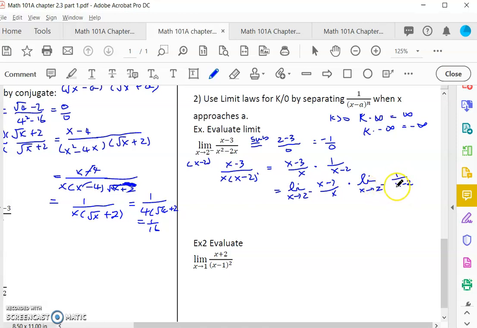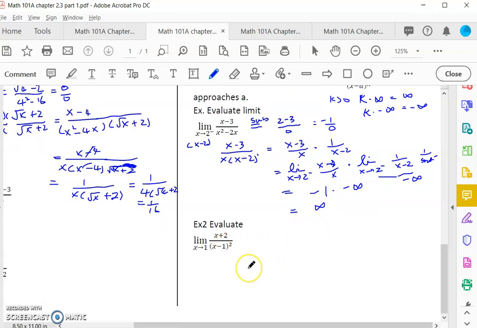So 2 minus means you have a number slightly below 2. That means you have a small negative. So this would go to negative infinity. That's how we figure it out. And the other factor we just do direct substitution. 2 minus 3 is negative 1. So it's negative 1 times negative infinity, right? So that would be positive infinity. So that's the answer.